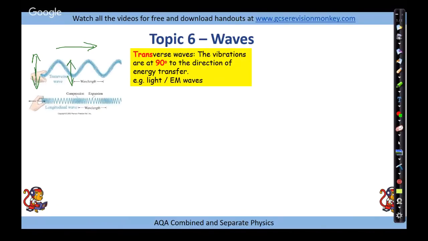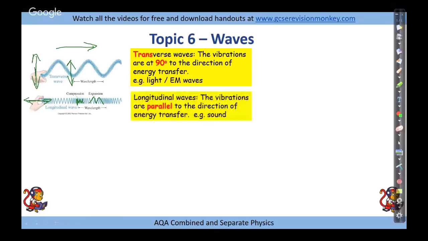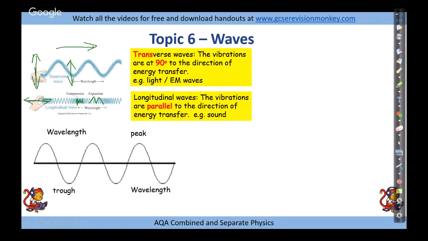In this one, the hand is moving in the same direction as the slinky. So we get areas where they're really bunched up. That's called a compression. Get areas where they're more spread out. That's a rarefaction or expansion. And we can say that longitudinal waves, the vibrations are parallel to the direction of energy transfer. So for example, sound is a longitudinal wave, light is a transverse wave, along with all the other electromagnetic waves.